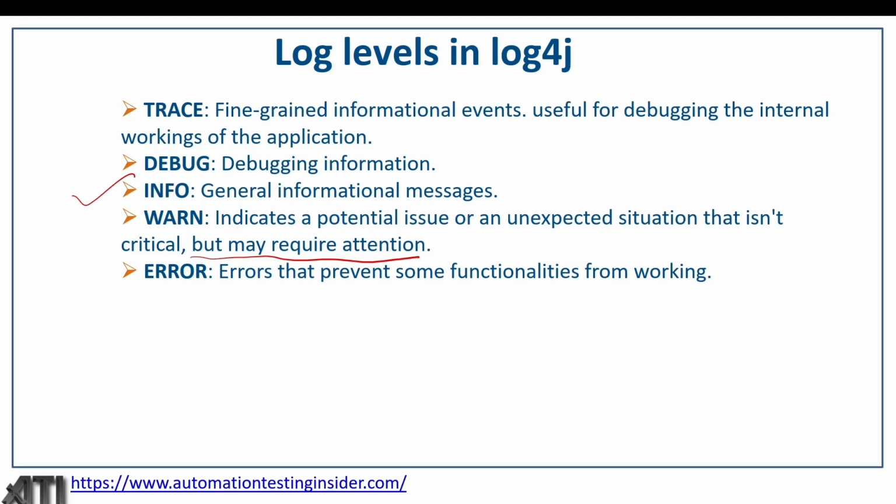Error is for errors that prevent some functionalities from working. So this is important, and info is important for automation purposes. And there is one more: if you have a severe application-related issue, like fatal, we can use that level as well.